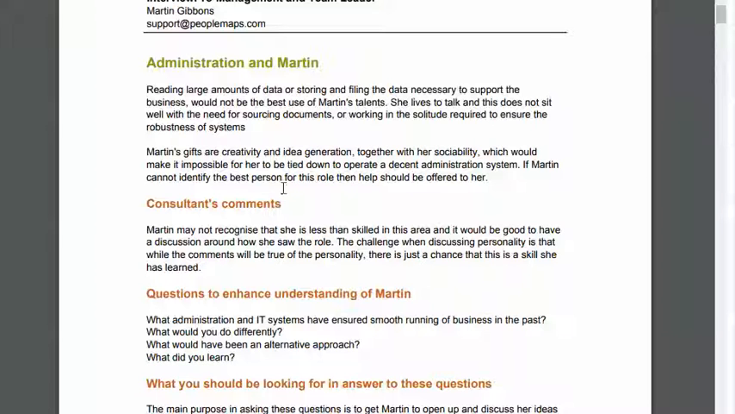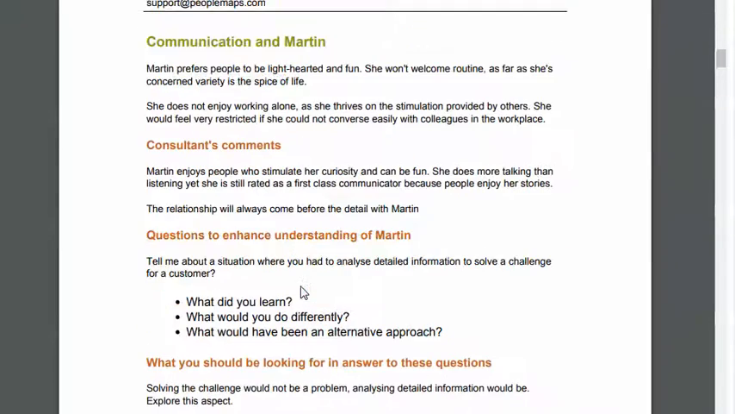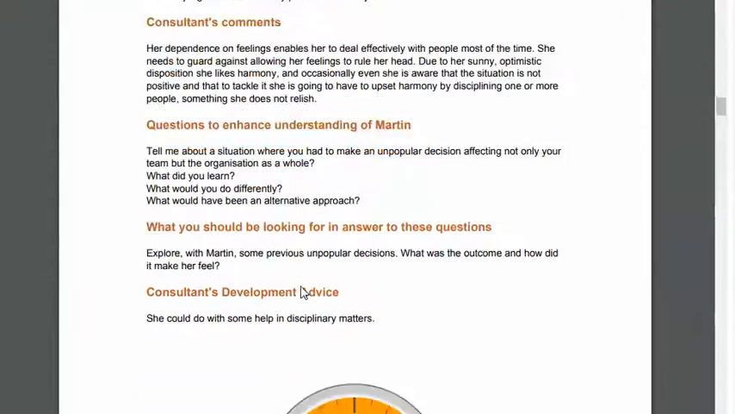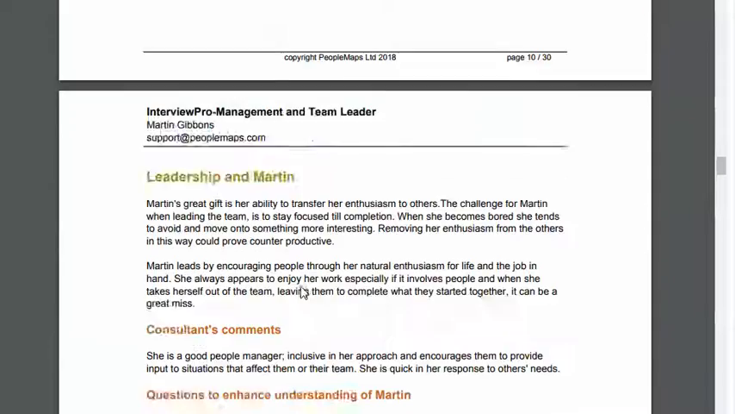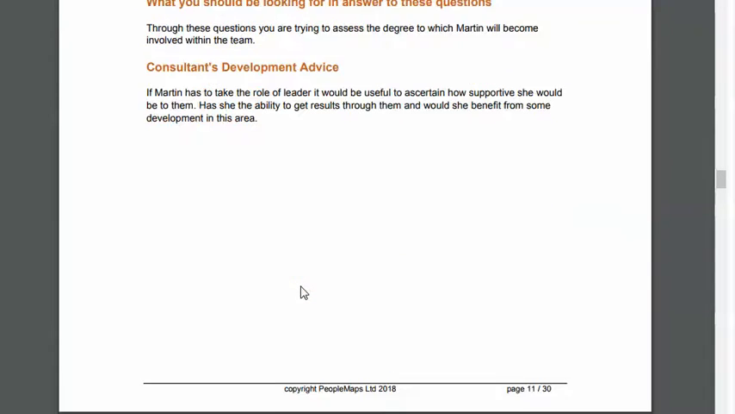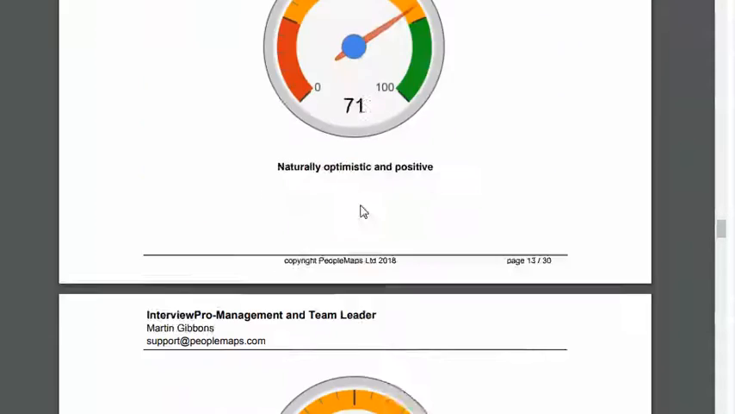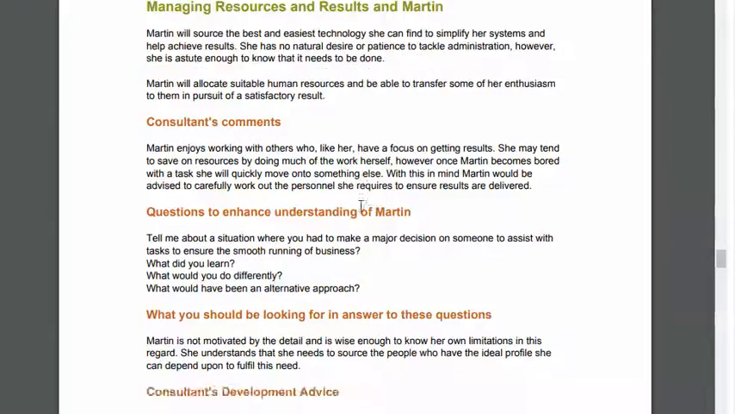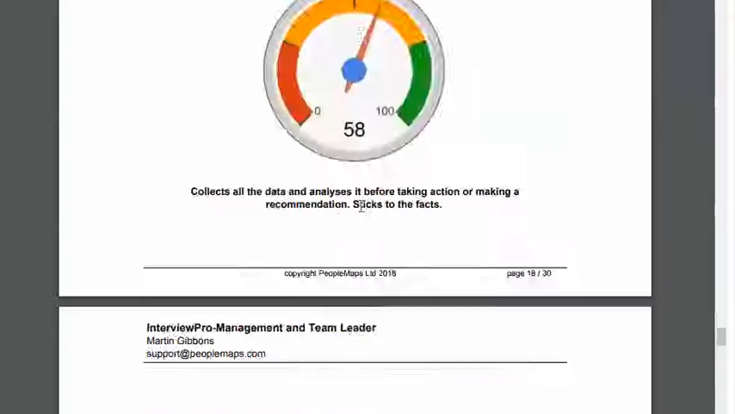So we've got administration. Maybe that's a big thing for me, maybe it's not. Communication, probably would come back to that. Decision making. Maybe this role is going to have to make a lot of decisions. Delegation. Yeah, most managers have to be able to delegate, and most managers are not that good at it. Leadership. We maybe want to understand what kind of leadership style this person has, how they go about managing others, and how they manage resources and results, so the managing of non-people stuff, the planning, program and project management. So you can see there's a lot in this.